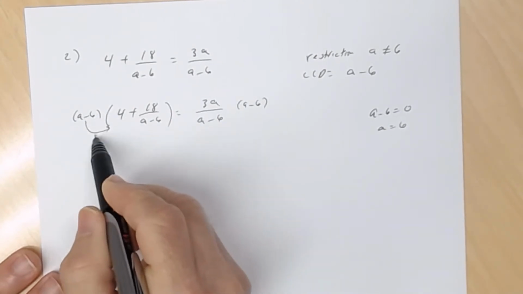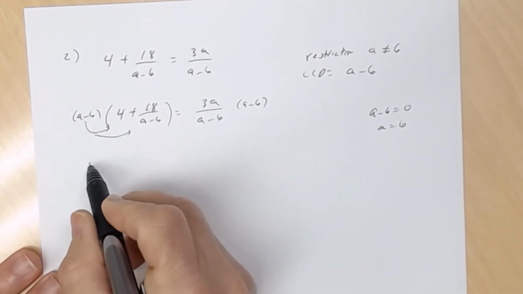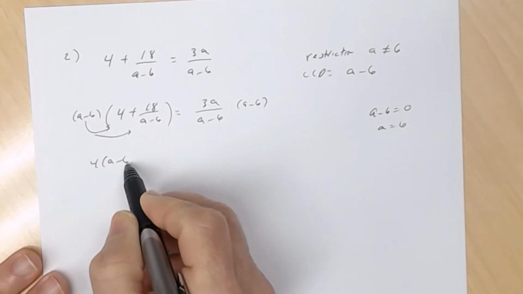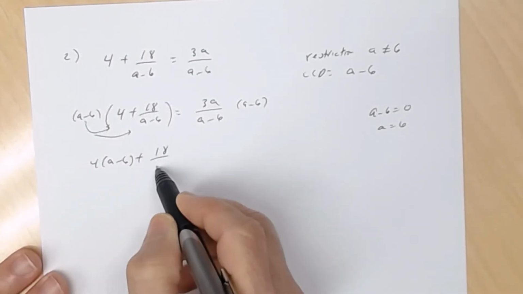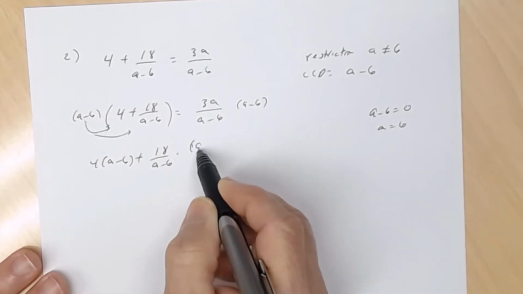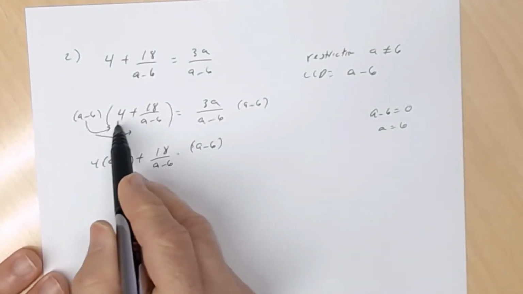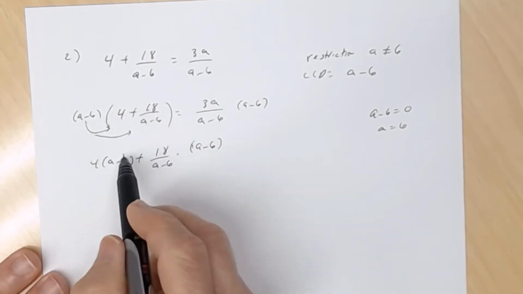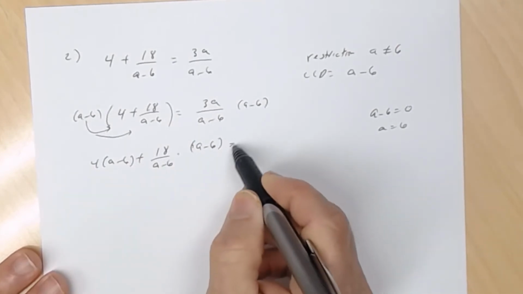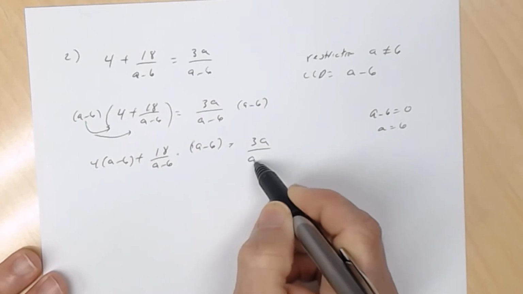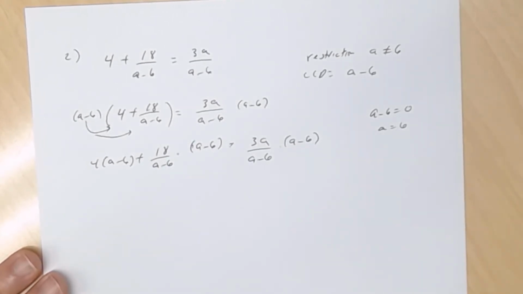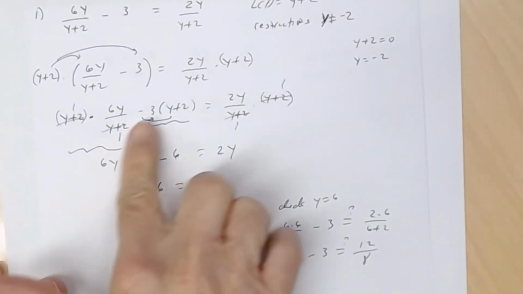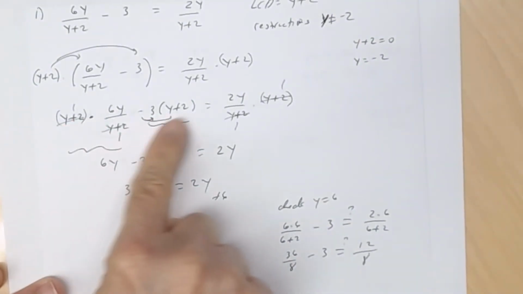All right, now we're going to distribute this. So when you distribute this, I get 4 times a minus 6, see that? Plus 18 divided by a minus 6 times a minus 6. Okay, that's how that looks. This times this times this. Equals, and we're just going to rewrite this over, 3a divided by a minus 6 times a minus 6. Now at that point, just like we did this, okay, listen carefully, at that point we're going to solve this equation. So that's how you would reduce, okay?